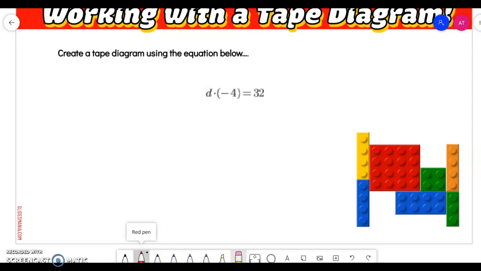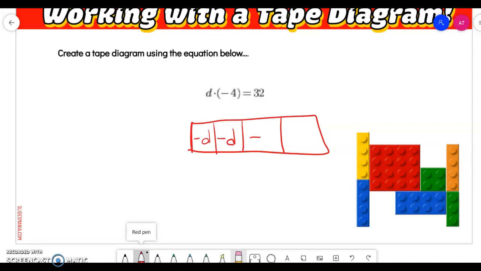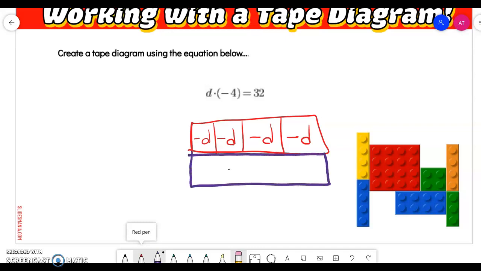So I'm going to take my pen and go like this: 1, 2, 3, and I'm going to label them negative d, because this tells me that it is a negative. So if I have my negative 4d equals 32, guess what's going to be on the bottom? This whole amount is going to be 32. How crazy is that?